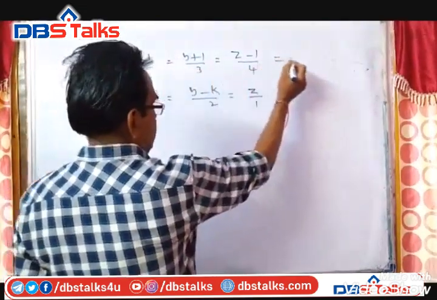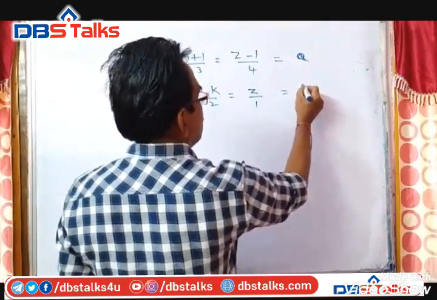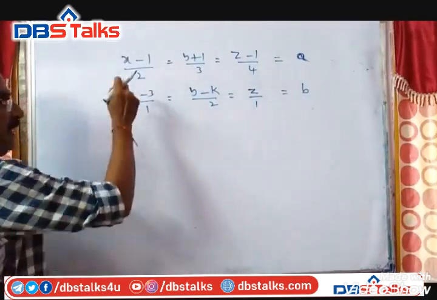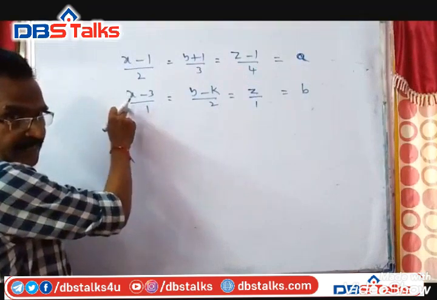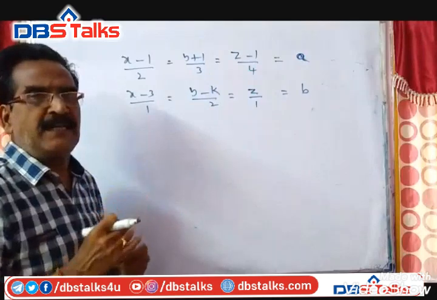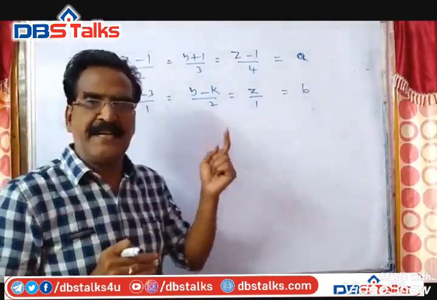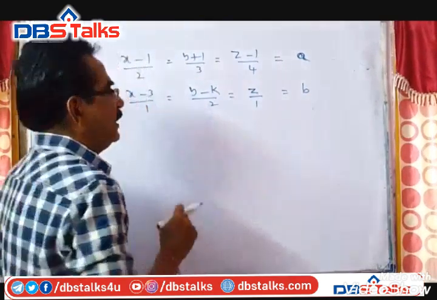Let us assume the first ratio is equal to small a and the second is equal to small b. Then we get x here and we also get x here. So we know that there exists a common point. So we can equate those two things and we get the equations in a and b. Thereby we can find the value of k.